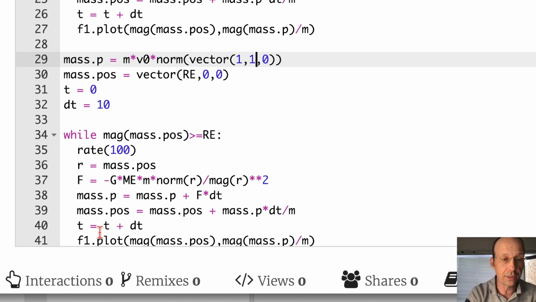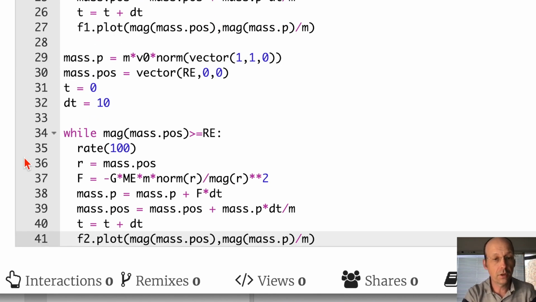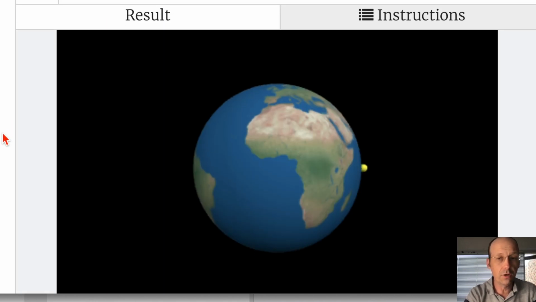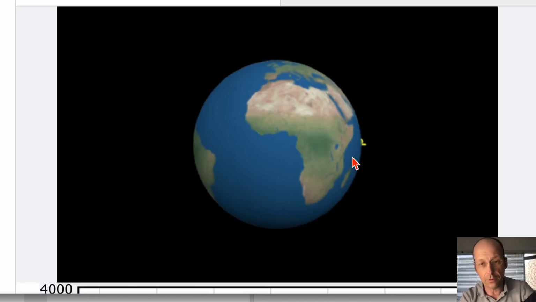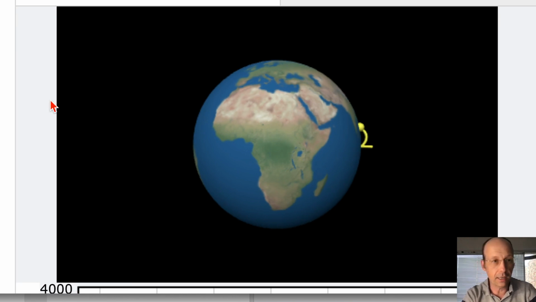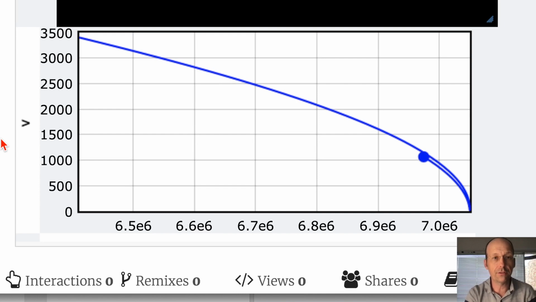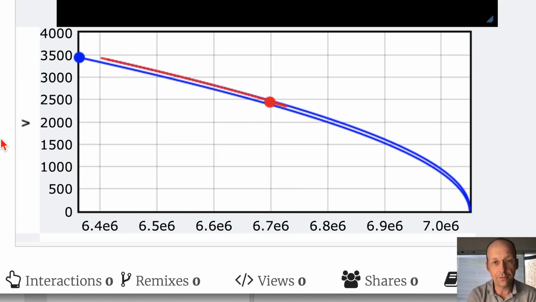Oh, and I'm going to change this f to f2. So I'm going to plot it in the red version. Okay, let's do it. So it's first going to do this one. So it goes up and then back down, and then it's going to do the other one. Okay, now let's watch it. I'm going to rerun it, and let's watch the curve. So there's the up and back down, and this is the other one.